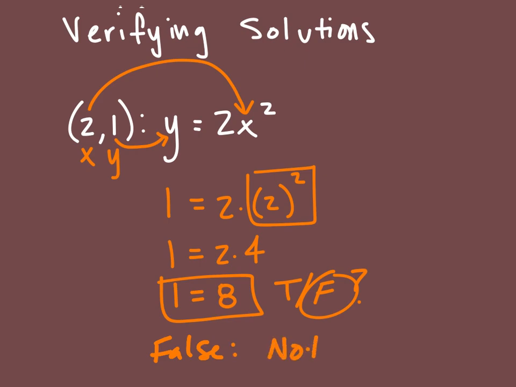So if we get a false statement, we'd want to write false, and that means there's not a solution. That's what you're doing. When you have an equation, you're saying that two things are the same, and these things are different. So that's a false statement. All right, so this is not a solution. Let's look at another example.